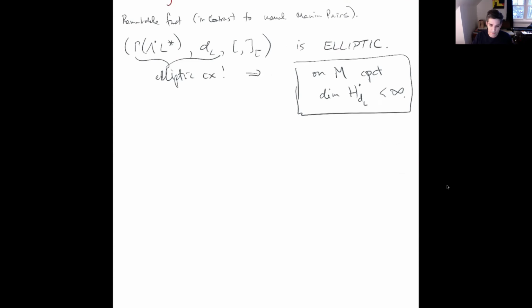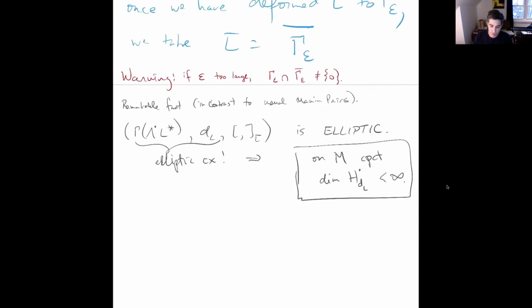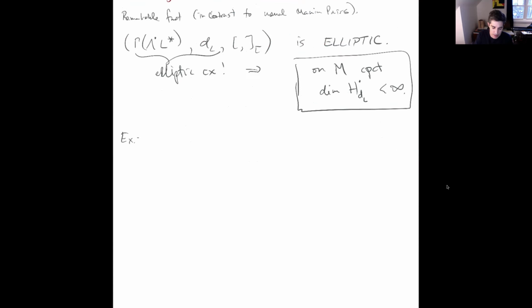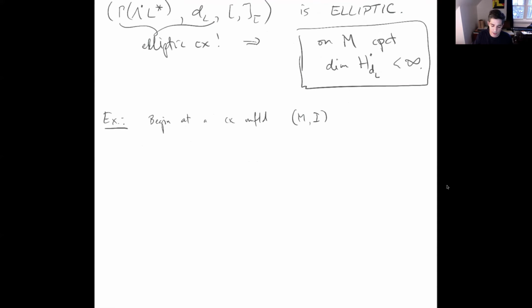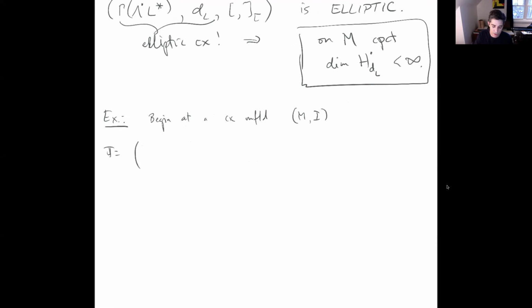All right, so let's just do an example. So the example is the simplest one. Let's say we begin at a complex manifold M with complex structure I. Then remember that J was I minus I star. Remember that L was T01 plus T star 10.